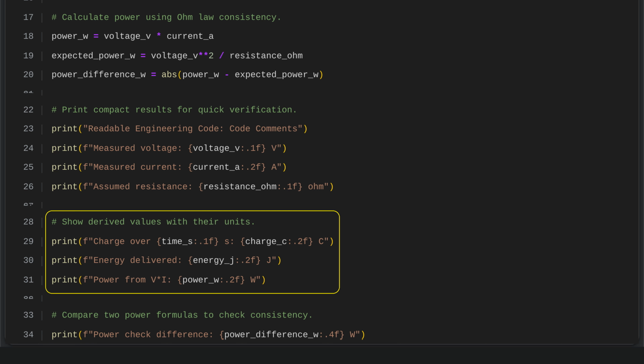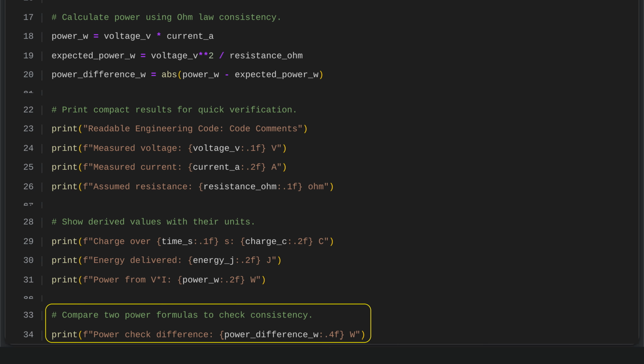The output summarizes three calculated electrical quantities with clear units. It shows charge from current and time in coulombs, energy from voltage and charge in joules, and power from voltage and current in watts. Each value is rounded to 2 decimal places for a clean, readable result.